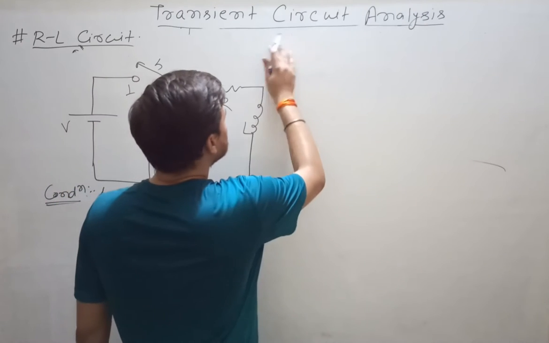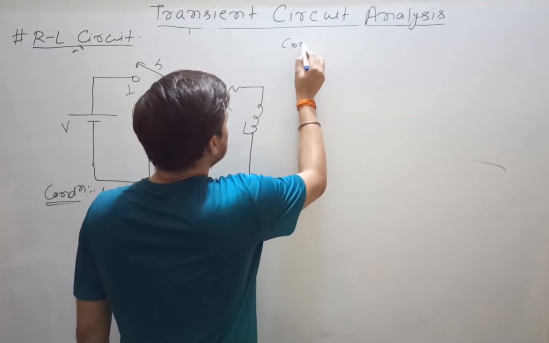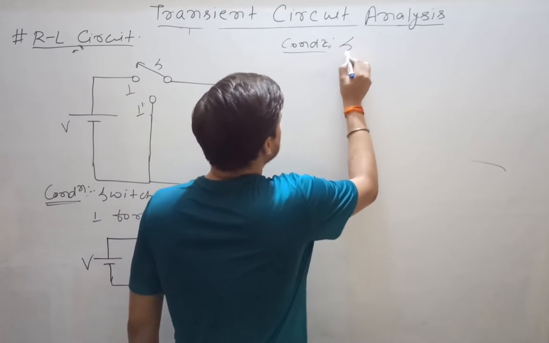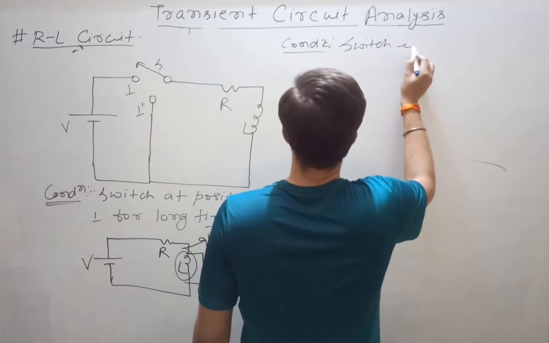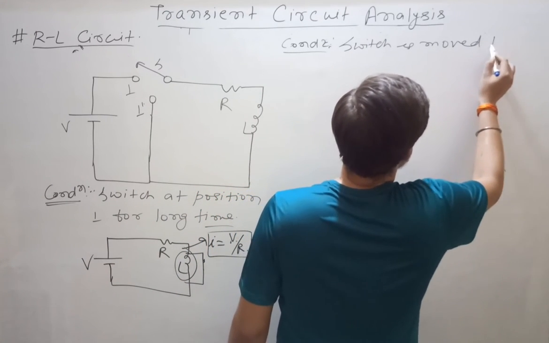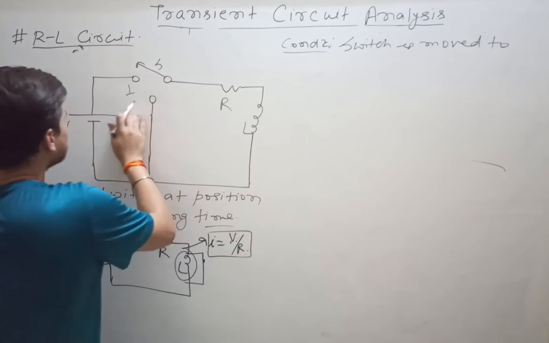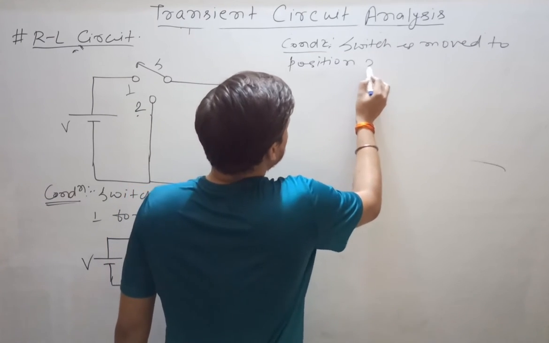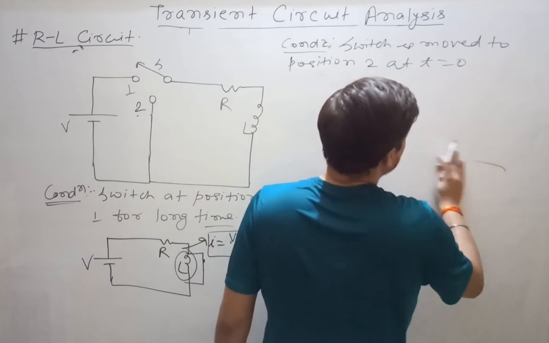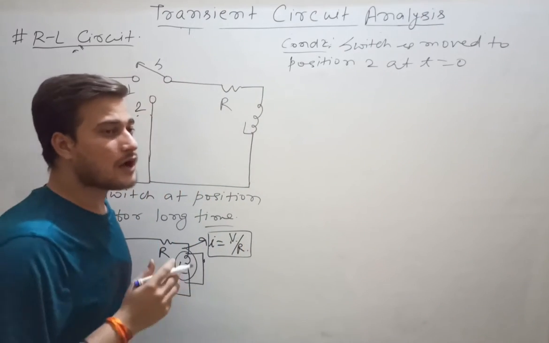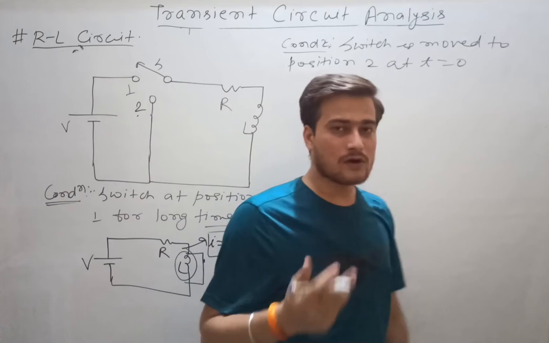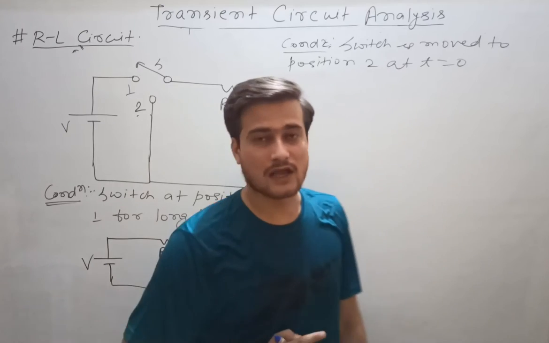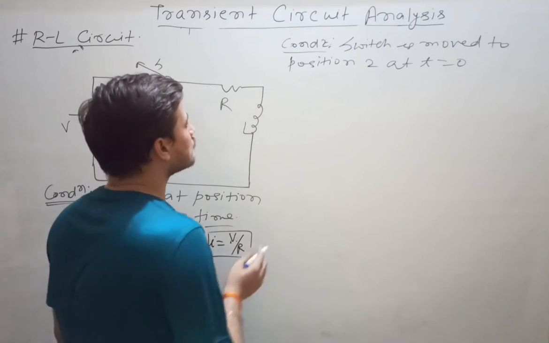Next, come to the second condition. Condition 2: suppose this is position 1, this is position 2. The switch is moved to position 2 at t equal to 0. That means before t equal to 0, the switch was at position 1 for a very long time. Now the switch has moved to position 2 at t equal to 0.